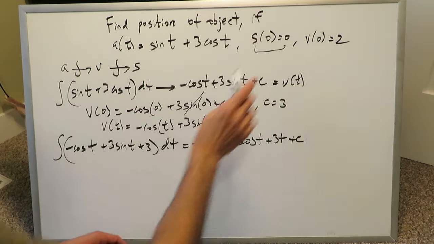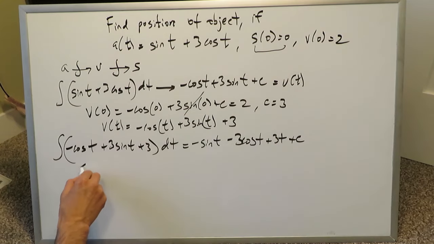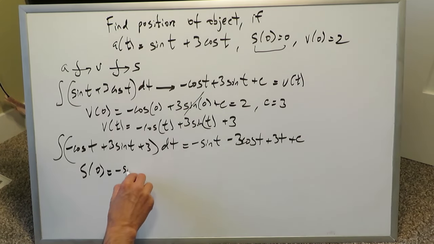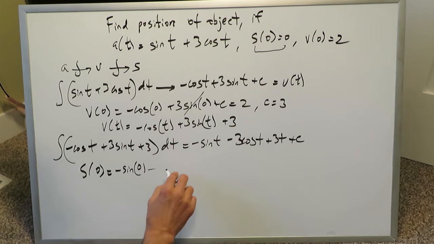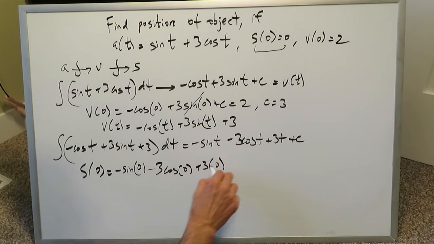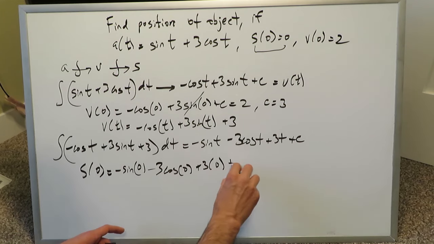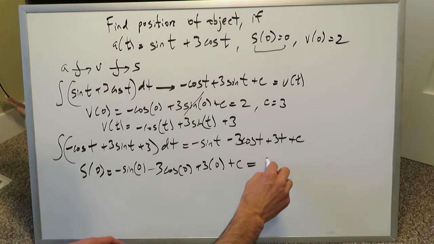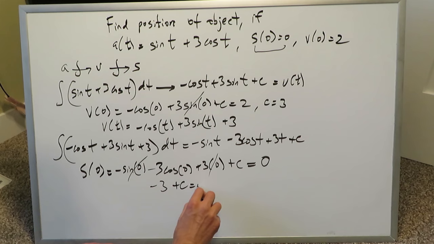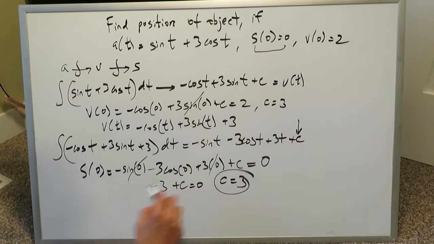Think back to this, what you have over here. This is your position function at time 0. You put zeros in places of these t's: minus sine 0 minus 3 cosine 0 plus 3 times that 0. I'm putting the zeros in places of the t's to solve for the c, and I know all of that is equal to 0. This zeros out, this does not zero out. This gives me a minus 3 plus c is equal to 0 and c is equal to 3. I can plug this right in here and complete my answer.